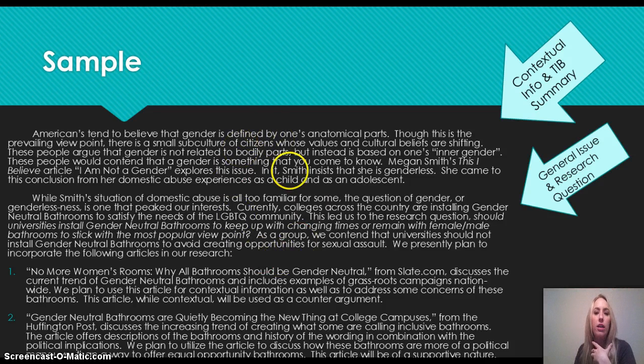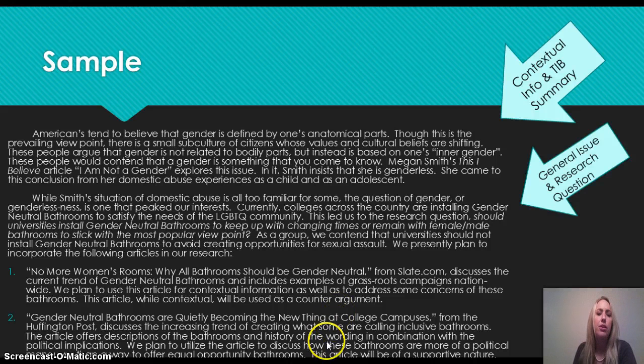So that should give you an idea of what that flow would look like. As you noted at the end of that paragraph, I said we presently plan to incorporate the following articles in our research. And then I bring up just two of my articles. So "No More Women's Rooms: Why All Bathrooms Should Be Gender Neutral" from Slate.com discusses the current trend of gender neutral bathrooms and includes examples of grassroots campaigns nationwide. We plan to use this article for contextual information as well as to address some concerns of these bathrooms. This article, while contextual, will be used as a counter argument.